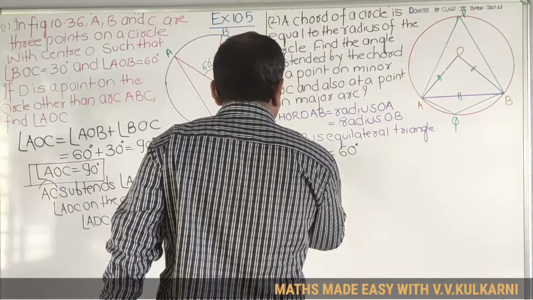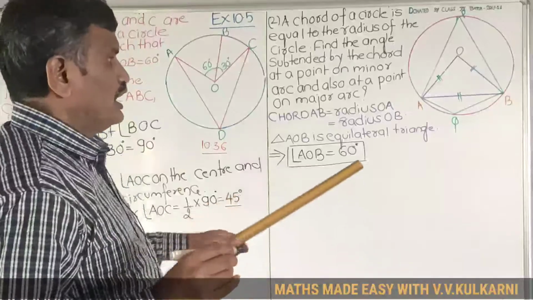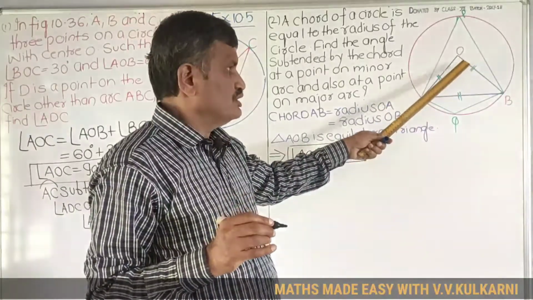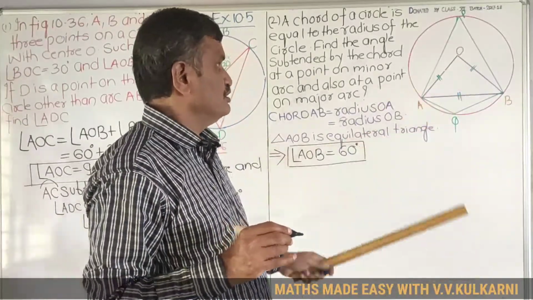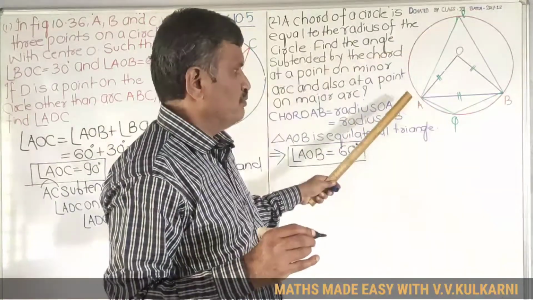Angle AOB is equal to 60 degrees because all angles of an equilateral triangle are equal. So this is 60, this is 60, this is 60. Now you want to find out this angle. Again the same logic we have to apply.